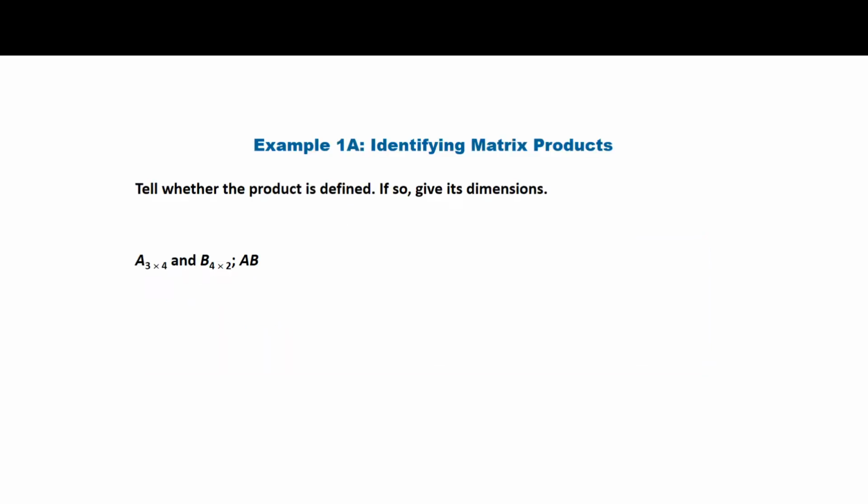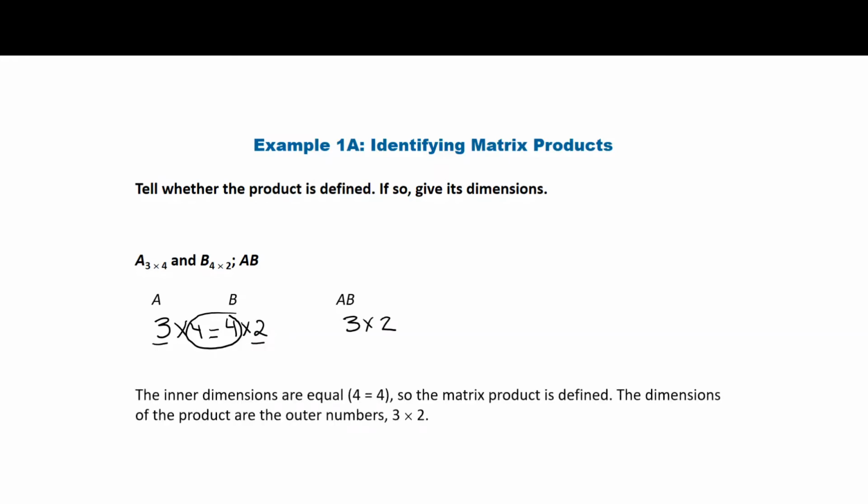All right, so let's look at this example. We want to tell whether the product is defined, and if so, give its dimensions. So let's look at A. The dimensions of A are 3 by 4, and the dimensions of B are 4 by 2. And we can see that the columns equal the rows, and so that is true. So we can multiply, and the dimensions of the product are going to be 3 by 2. So it's pretty simple. The inner dimensions are equal, so the matrix product is defined, and the dimensions of the product are the outer numbers, 3 by 2.